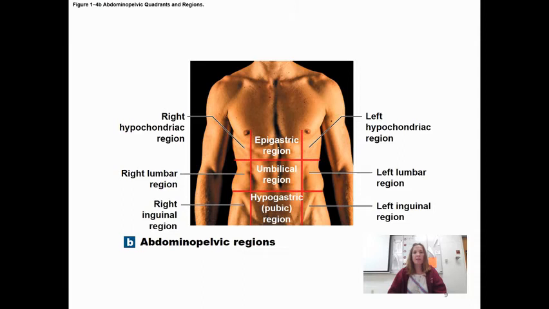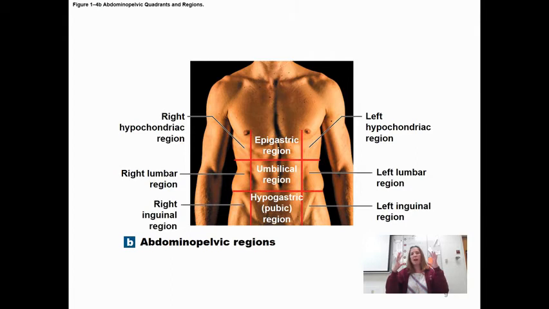Both of these are hypochondriac regions. So a way you can remember this: if you're a hypochondriac, you're always really tense, you're always way up here, you know, you're always nervous. And so I remember that those are the high ones. They are the ones that are above.